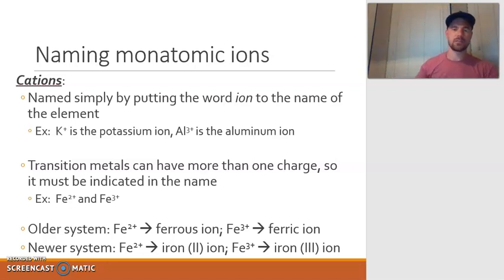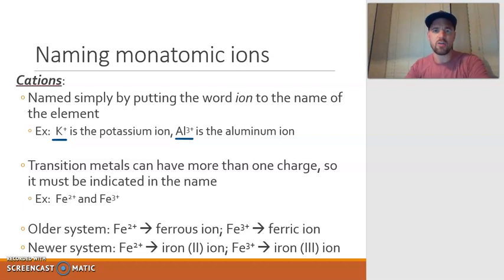Starting with cations. Cations are the positive ions. So for cations, it's very simple. We name them by putting the word ion to the name of the element, and that's it. For example, K+ would be the potassium ion. Al3+ would be the aluminum ion.